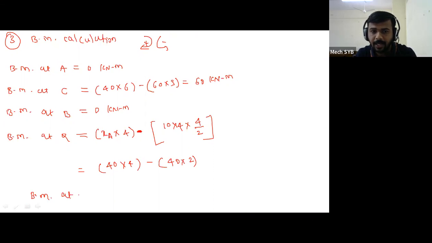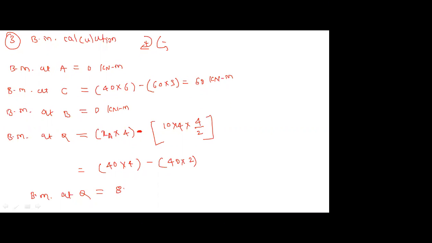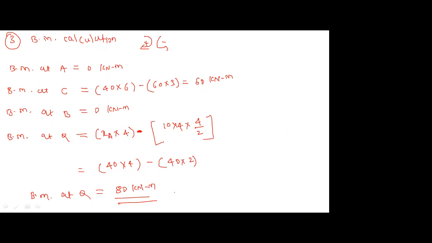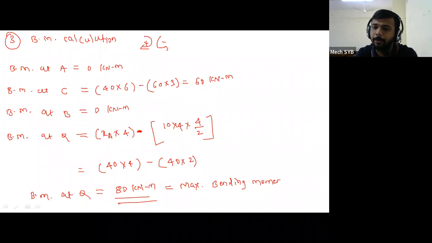So BM at Q is equal to, what will be this answer? 80. Everyone have got this 80 kilonewton meter? Yes, sir. Is equal to what I have to write here? Bending moment at Q is equal to maximum bending moment.